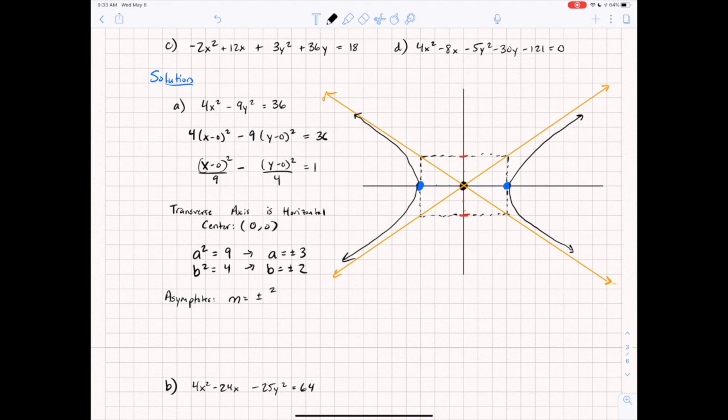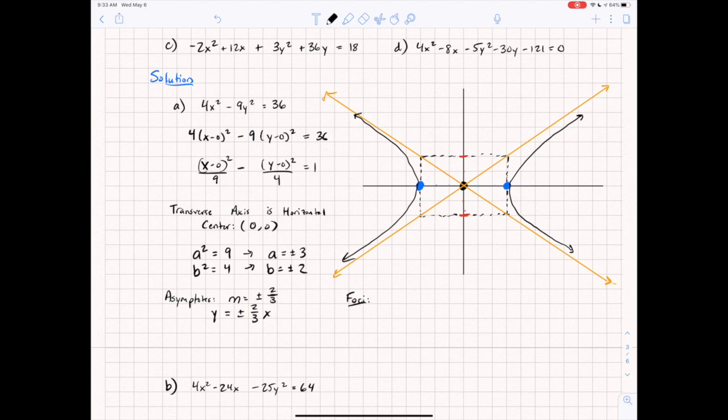So in this case, it'd be 2 over 3. And then the equation is found by doing y minus k, so y minus 0 is equal to plus or minus 2 over 3, x minus 0, or just x. So there's the equations for my asymptotes. So then the last thing that I need to locate and find here are the foci, and then I need to plot them.